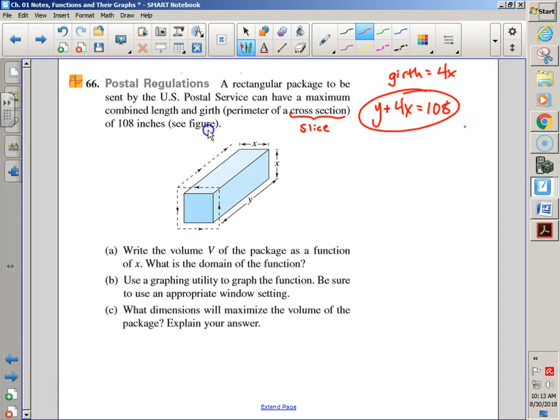You could think bottom area times height, you could think base times depth, or you could think length times width times height. Yeah. So V is equal to length times width times height. Now here's the struggle. We're not supposed to keep L and W and H.